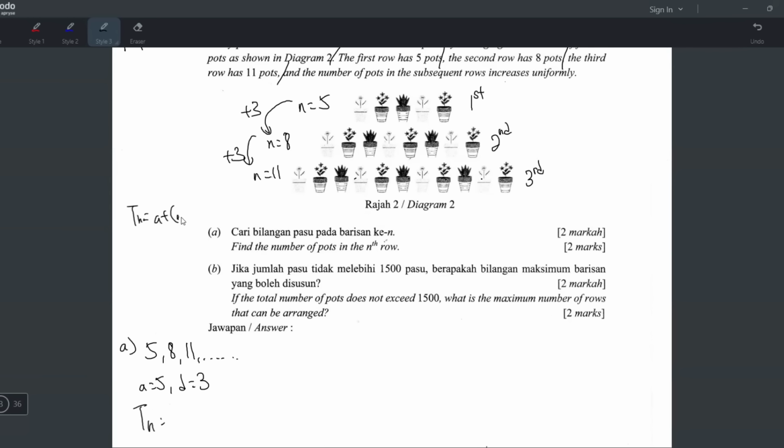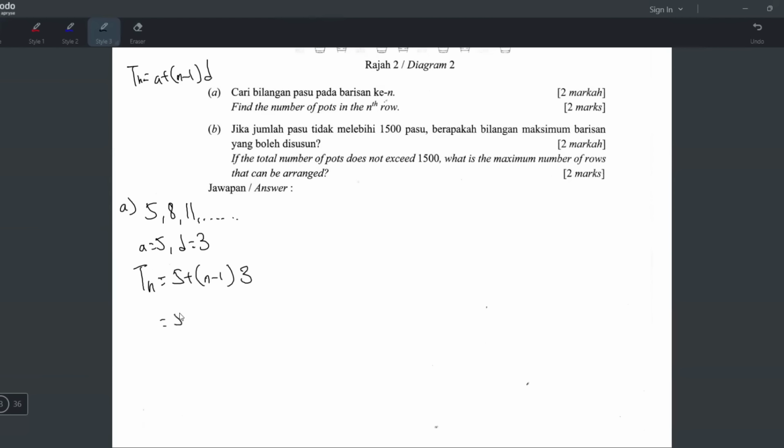So later the A and D we can masukkan, but the n I will just leave it. Okay, so it becomes 5 plus n minus 1 times 3. Okay, 3 times n minus 1, 3n minus 3, and then the 5 minus 3 becomes 2 plus 3n. All right, that's your A answer.